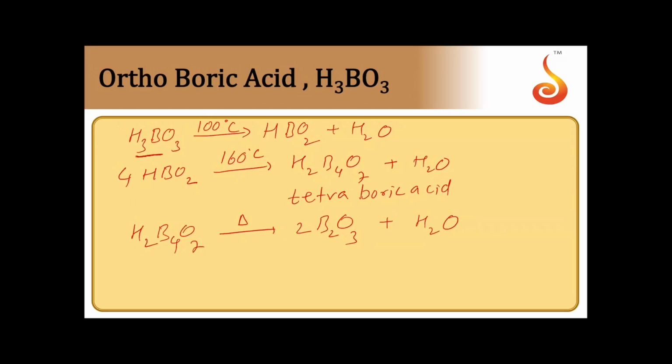So boric acid at 100 degrees Celsius forms HBO2, which is called metaboric acid. Metaboric acid on further heating gives rise to tetraboric acid. Tetraboric acid on further heating gives rise to boric anhydride. This is the action of heat on boric acid.